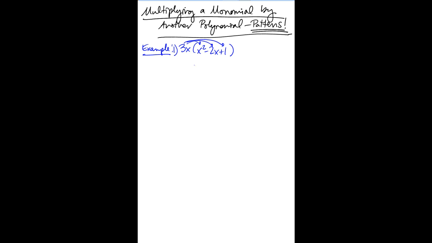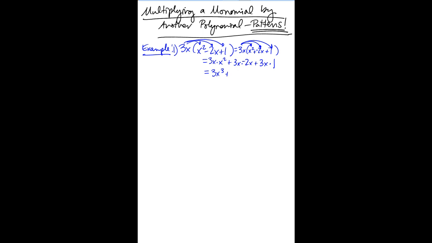So again, I'm going to start by writing everything out as addition: 3x times x squared plus negative 2x plus 1, and I'm going to use the distributive property. And so I'm going to get 3x times x squared plus 3x times negative 2x plus 3x times 1. And then when I do that, I can reorder things so I get 3x cubed.